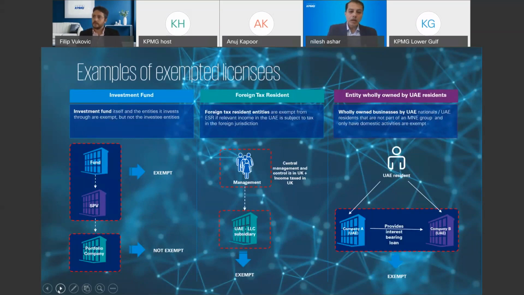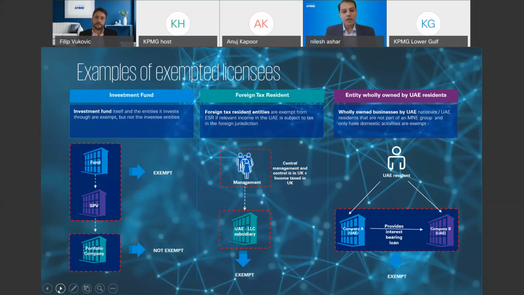I think the original criteria of a self-managed fund continues under the new regulations. If you're a self-managed investment fund, that will not be entitled to the exemption. But where you have a fund manager separate to the investment fund, the fund will be entitled to the exemption.